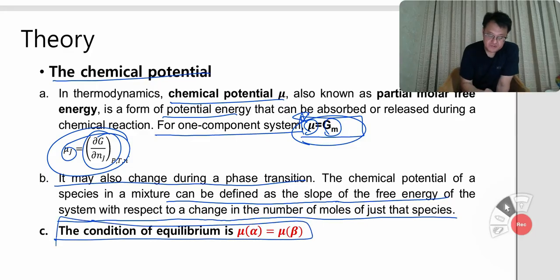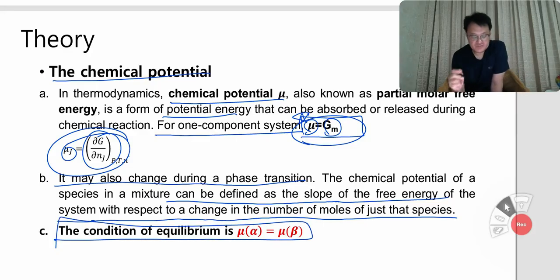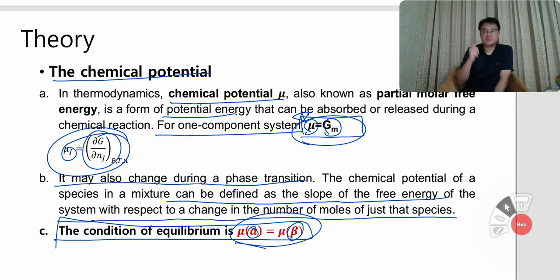Important thing, under equilibrium, as I already mentioned, when two different phases are in equilibrium, then the chemical potentials of these two phases should be the same. If there would be an alpha phase and a beta phase, they could be either solid, liquid, or gas. If two phases are in equilibrium, their chemical potential should be the same, right?